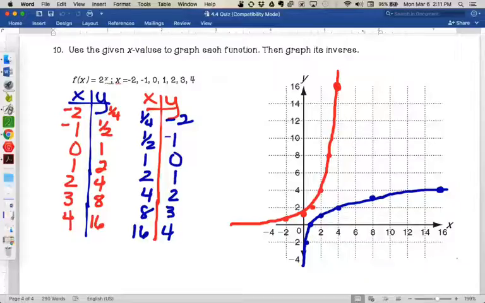So again, if you have any questions over any of these problems, you need to come see me before class on Wednesday.